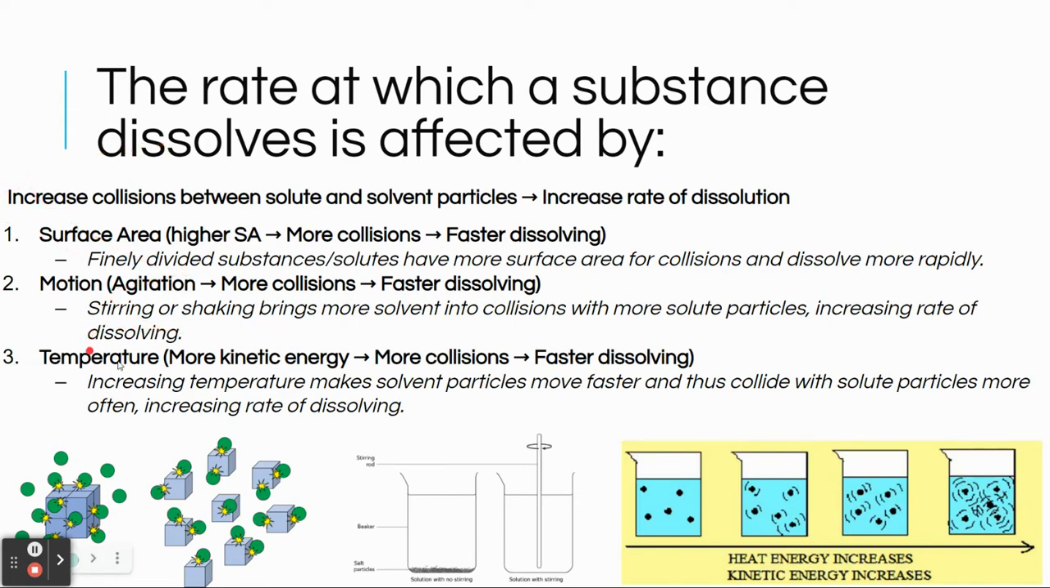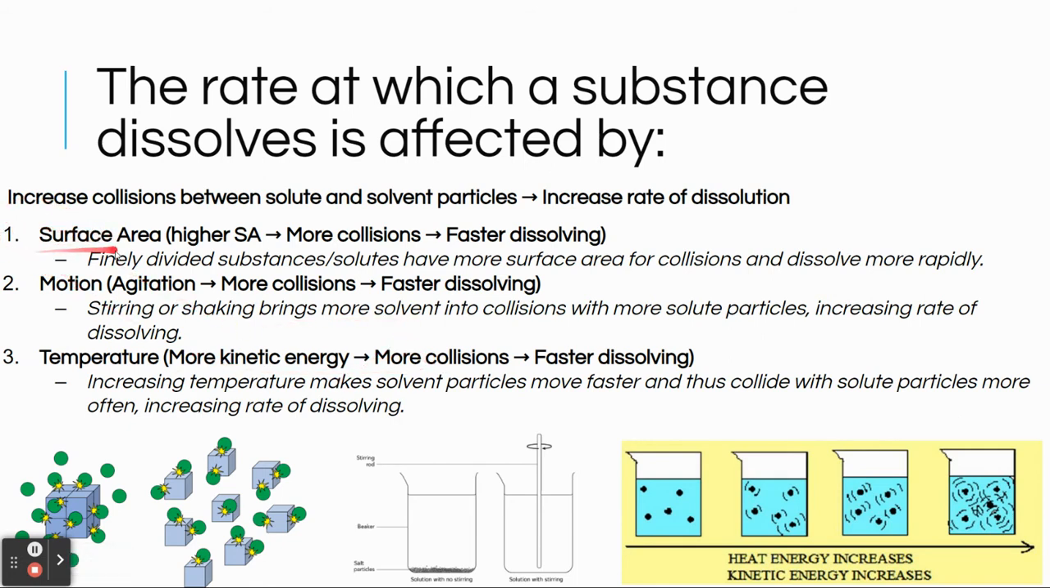Another thing you can do is change the temperature. When you increase the temperature, you have more kinetic energy, which is basically energy associated with moving. And so if there's more kinetic energy, there's more collisions and therefore faster dissolving. So when you increase the temperature of, let's say, water, the particles are moving faster and faster. They'll collide more and therefore it increases how fast it dissolves, in addition to increasing how much dissolves too. So increasing temperature will increase the speed at which something dissolves because you have more kinetic energy. And that leads to more collisions.